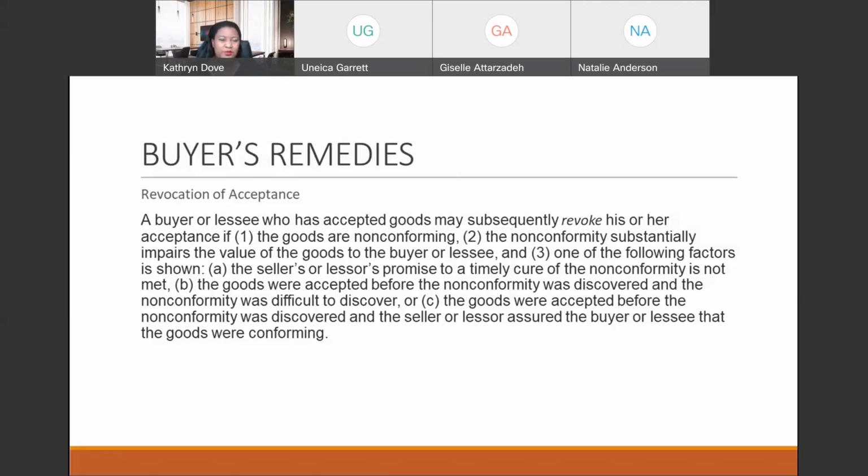or the goods were accepted before the nonconformity was discovered, and the seller assured the buyer, hey, these goods are conforming, just take this box. We're gone. Here, accept this delivery, the goods are okay. In that instance, if the buyer inspects the goods and finds out that they are non-conforming, the buyer can revoke acceptance.